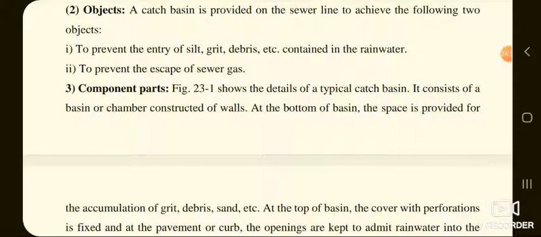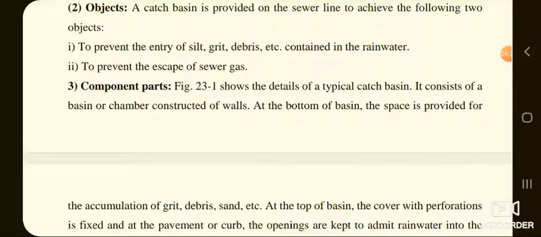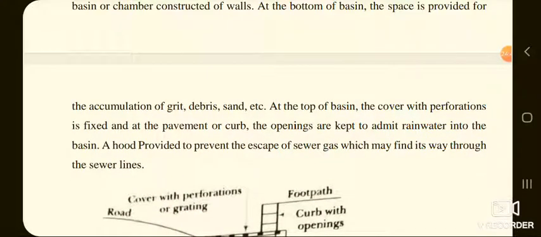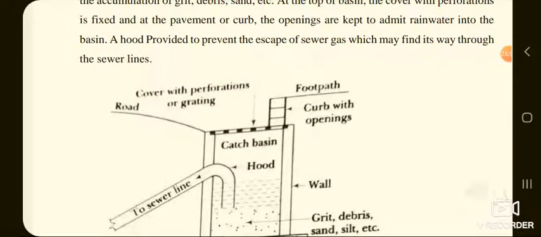Now, what are the different components of catch basin here? The following figure, that is named as 23.1, shows the details of a typical catch basin. It consists of a basin or chamber constructed of walls. At the bottom of basin, the space is provided for the accumulation of grit, debris, sand, etc. At the top of basin, the cover with perforation is fixed and at the pavement or curb, the openings are kept to admit rainwater into basin. A hood is provided to prevent the escape of sewer gas, which may find its way through sewer lines.